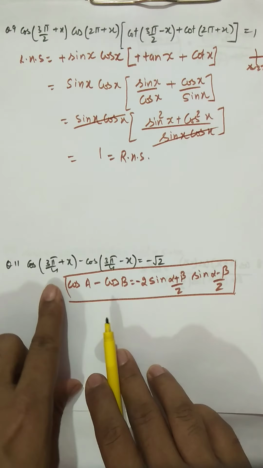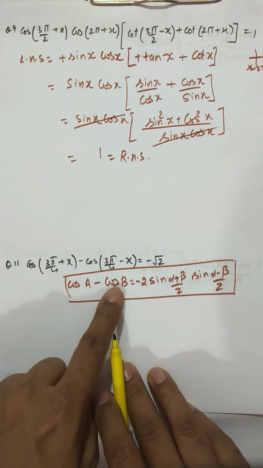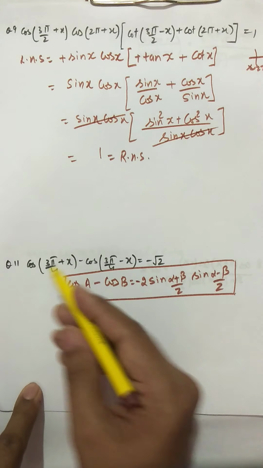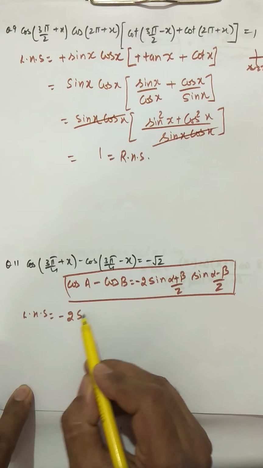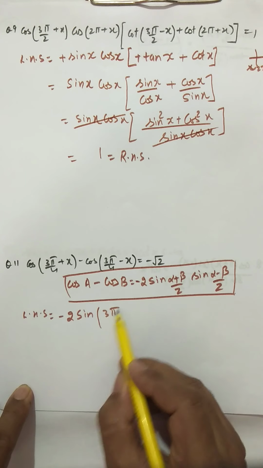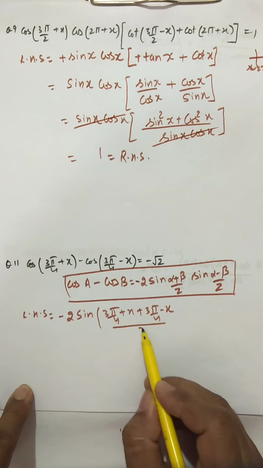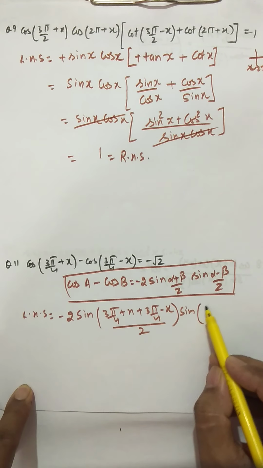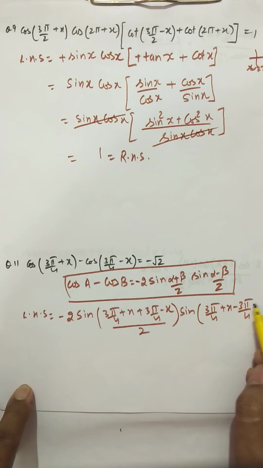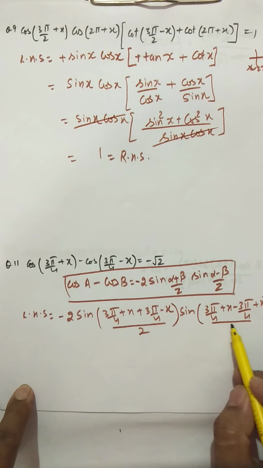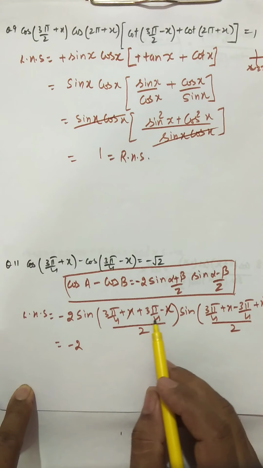Why am I using this formula? Because I'll treat this 3 pi by 4 plus x as A and 3 pi by 4 minus x as B. So we'll see what comes. So applying this formula, LHS will be minus 2 sine of 3 pi by 4 plus x plus 3 pi by 4 minus x upon 2, and this is sine of 3 pi by 4 plus x minus 3 pi by 4, and minus minus will become plus x, upon 2. So now this is minus 2. You see this x will get cancelled. This is 3 pi by 4, 3 pi by 4.